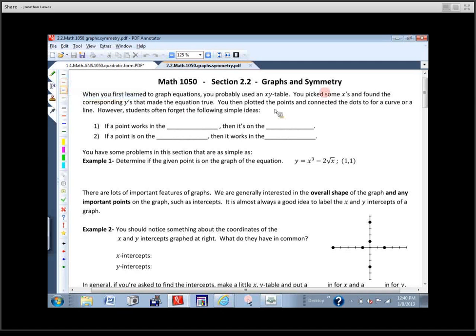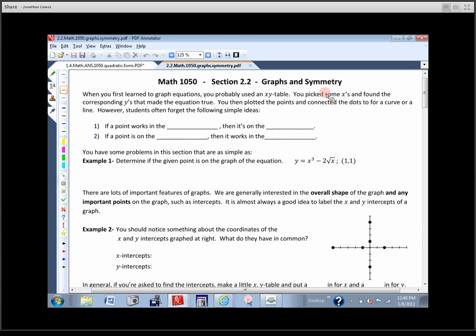Okay, so again, graphs and symmetry. When you first learned how to graph things, graph equations, you probably worked with lines, and the first thing you probably did is you made an XY table, you picked a bunch of X's, you plugged them in, and then you graphed them. That's the easiest way to graph something. It's not the most efficient. It's a lot better if we know some things like what the overall shape is and stuff like that. And we're going to talk about that in just a second.